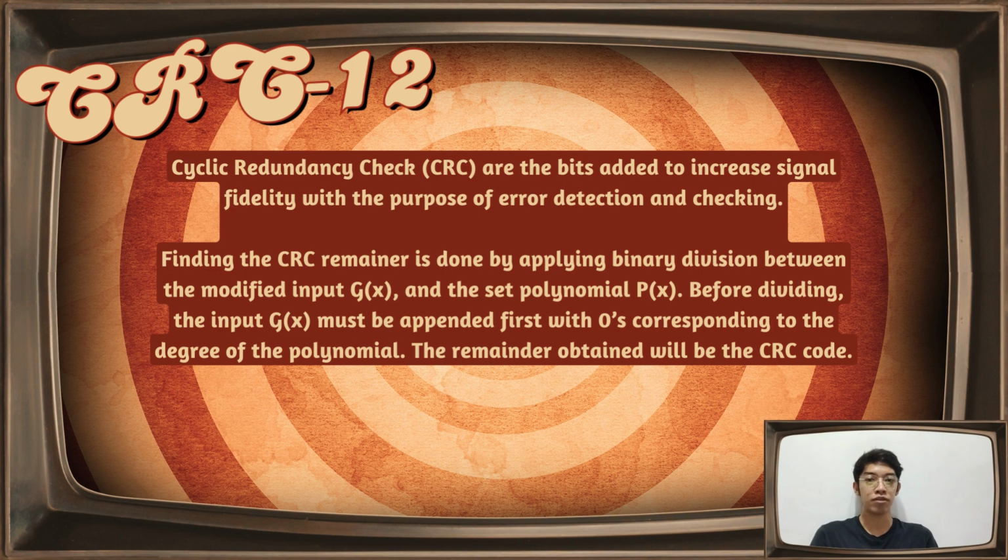Before dividing the input, which is labeled g of x, it must first be appended with zeros depending on the degree of the polynomial. The remainder achieved after dividing the message by the polynomial will then be the CRC code.